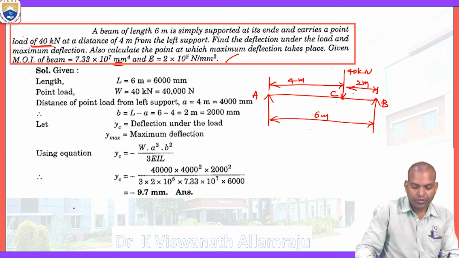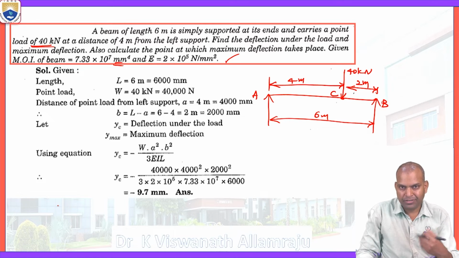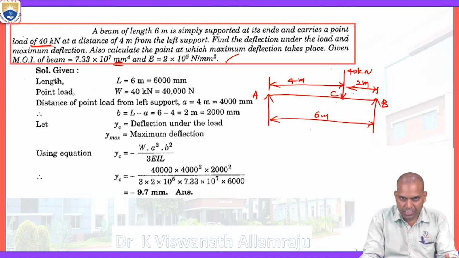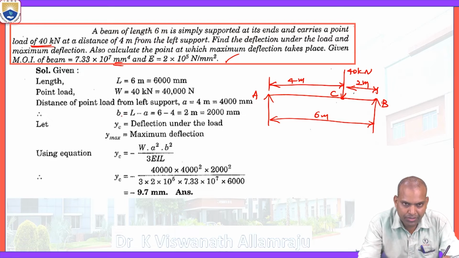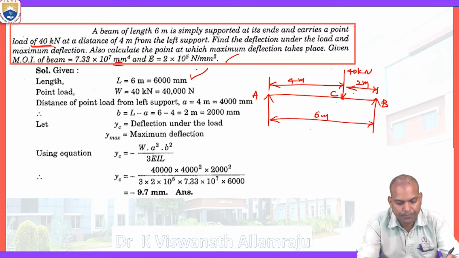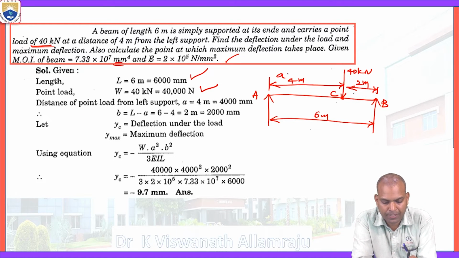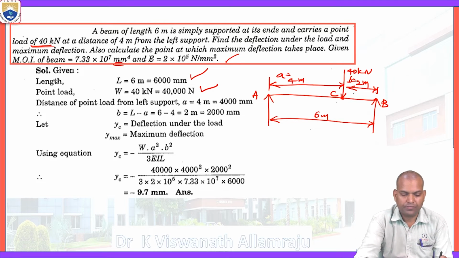Now how to apply this? This is the same case we have already derived in the earlier case study, so we can directly substitute if we remember the formula. Otherwise we have to calculate the bending moment equations. Those types of problems we will see in coming sessions. The span of the beam is 6 meters, that is 6000 mm, and W is 40 kilonewtons, that is 40,000 newtons. The distance of the point load from left support A is 4 meters, and from right support B, b is 2 meters.